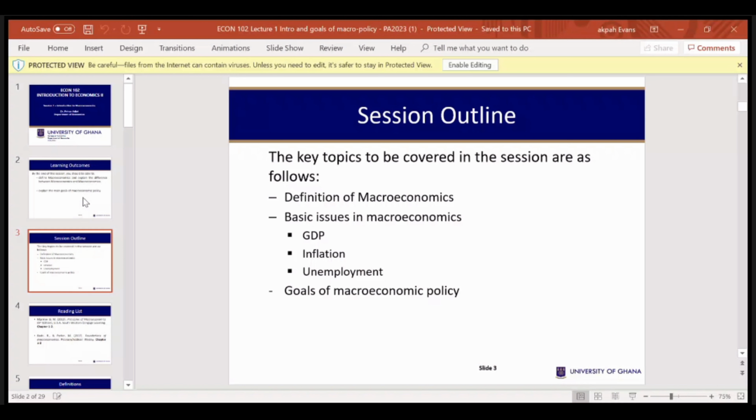So for the reference, you are cool to go and read Mankiw 2012, Principles of Macroeconomics, edition 6, or you may want to do Bain and Parkin. I think you can get the soft copy. For those who want to read further and get much more understanding from whatever is in the slides, you are free to do so.